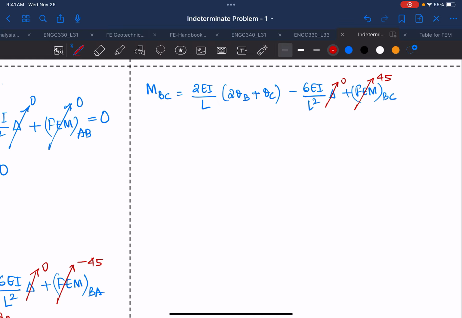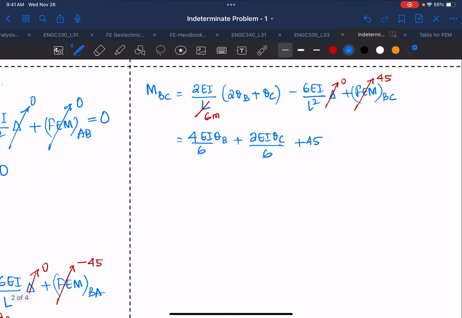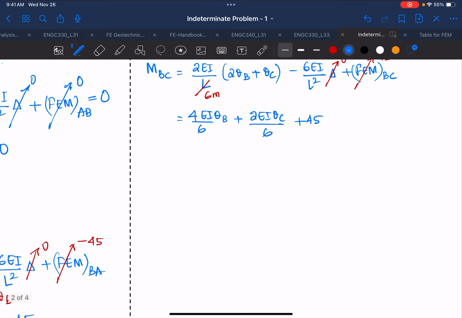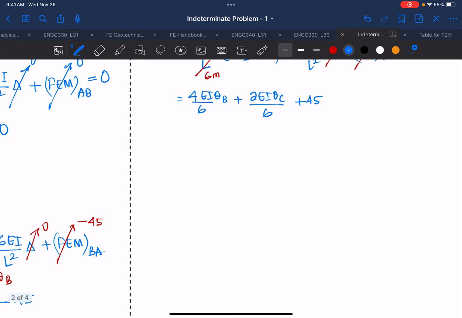And L will be 6 meter. So finally we'll put that 2 EI over 6 times (4 EI theta B plus 2 EI theta C) over 6, and then plus 45. And then we cannot replace the theta C right now because we don't know what is the relationship.